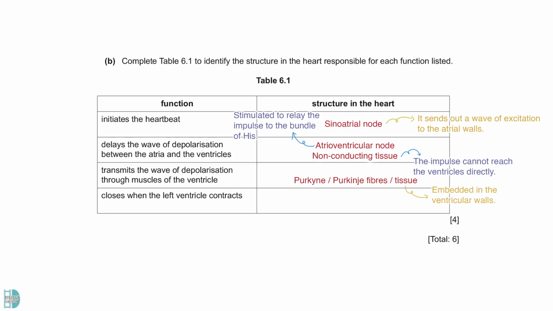Purkinje tissue or Purkinje fibers are embedded in the ventricular walls. They transmit the wave of depolarization through the wall. When the left ventricle contracts, the left atrioventricular valve, called the bicuspid valve, closes to prevent the backflow of blood into the left atrium.